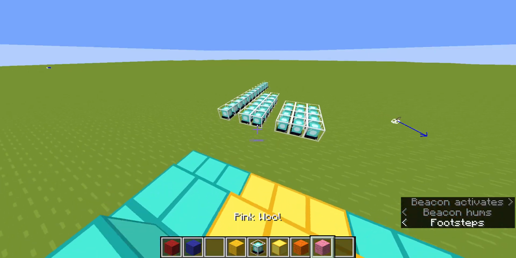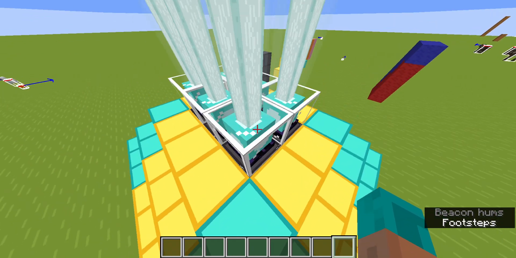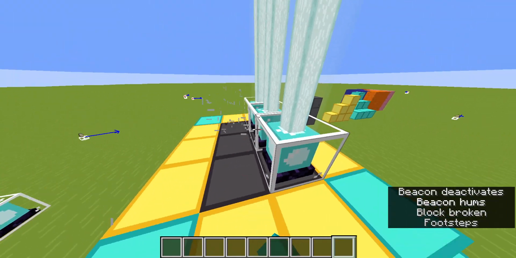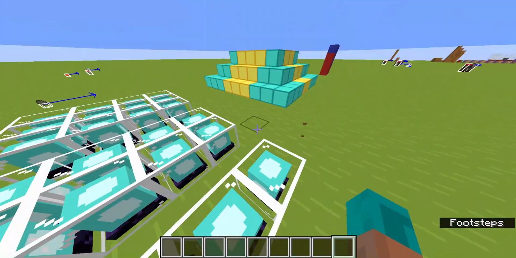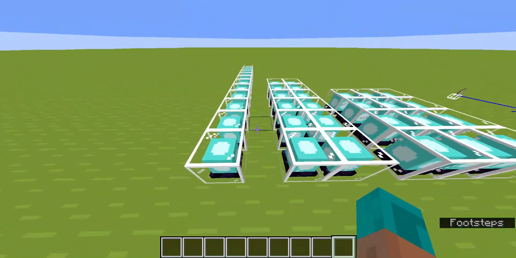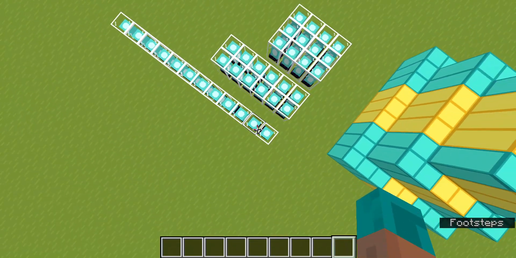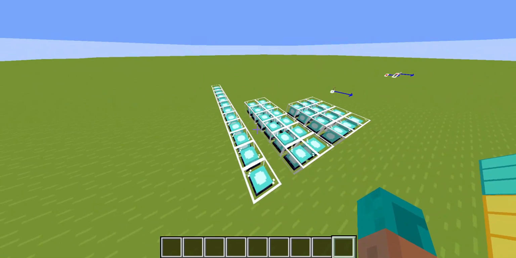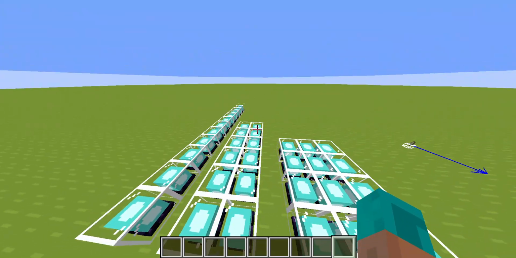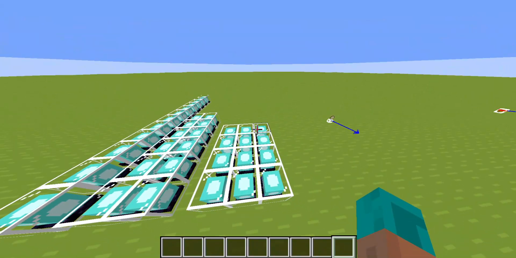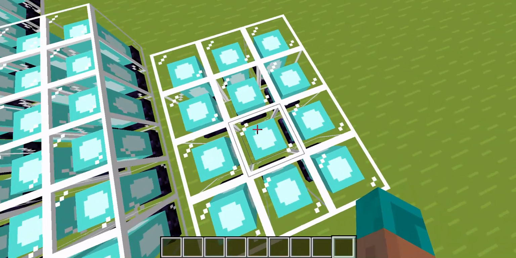Alright, the pro tip: if you want to reduce the amount of blocks you want to use in your beacon, so here's an example. So I have 12 beacons and I will power them all. So here are three arrangements of how I can do it: a 1 by 12, a 2 by 6, and a 3 by 4. I can already tell that the 3 by 4 will use the least amount of blocks.